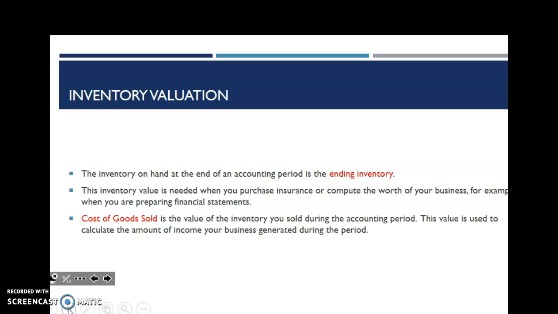For example, at the end of an accounting period, when you're preparing the financial statements, you have to assign a value to your ending inventory. You also need to calculate cost of goods sold, which is the value of the inventory you sold during the accounting period. This value is used to calculate the amount of income your business generated during the period.